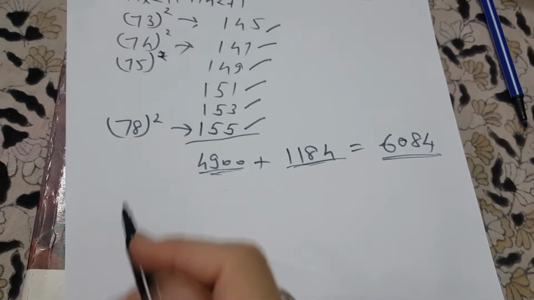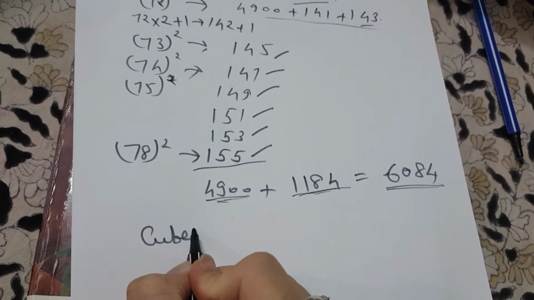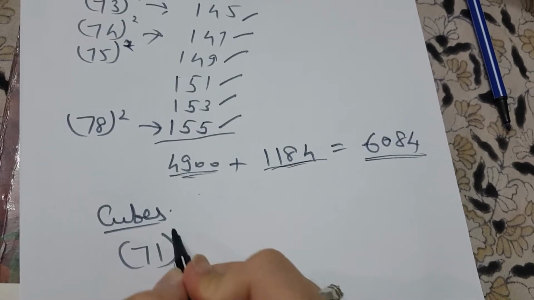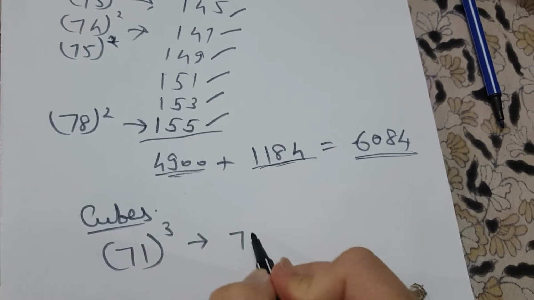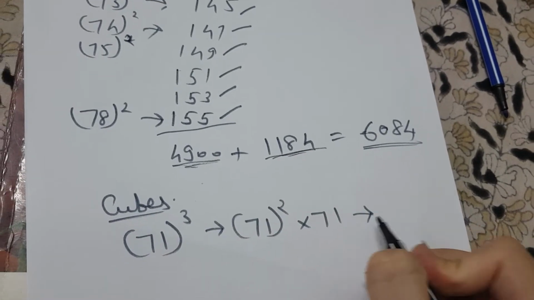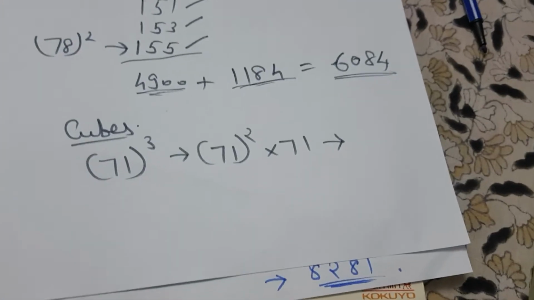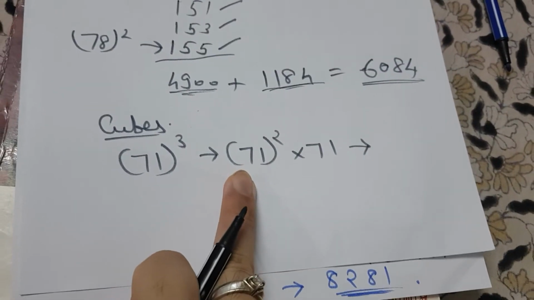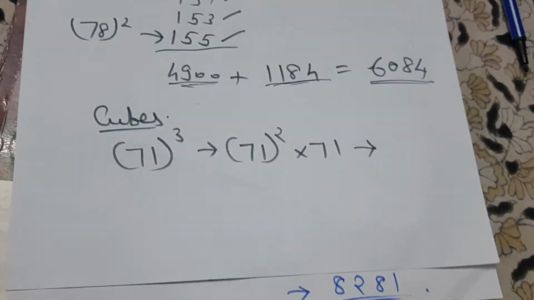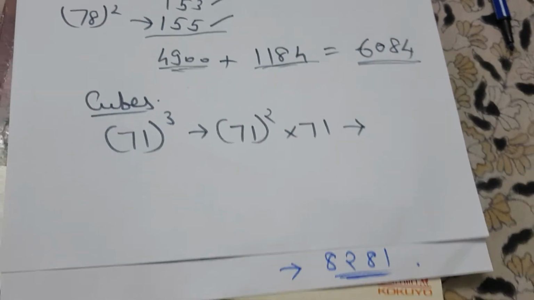And for solving cubes, this is for squares we have done, right? For solving cubes you can simply do, for example, if you want to solve 71 cube, we know the formula of 71 square, so this is the only way, because in every way we don't have shortcuts, right? You know how to solve 71 square, so you can solve it easily and just multiply it by 71 using the speed math that we have studied earlier, okay?